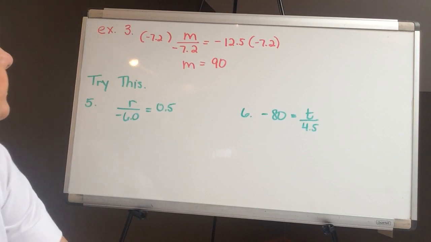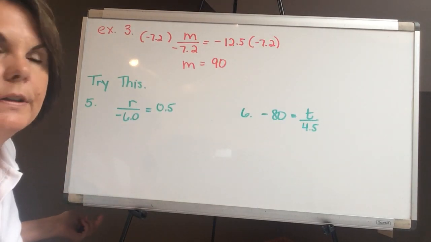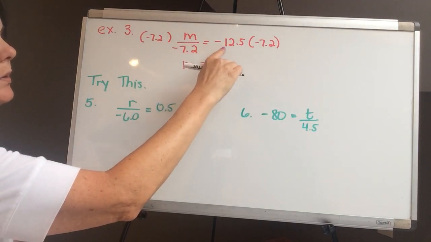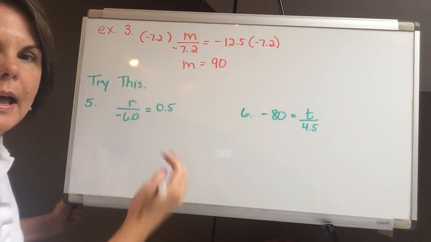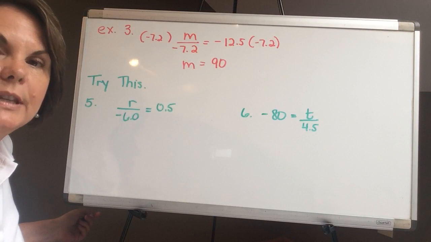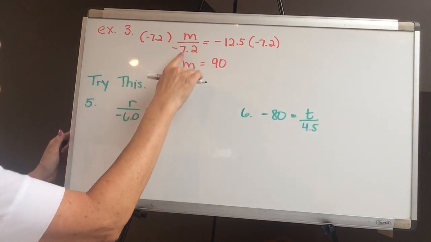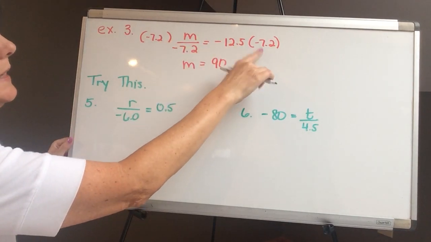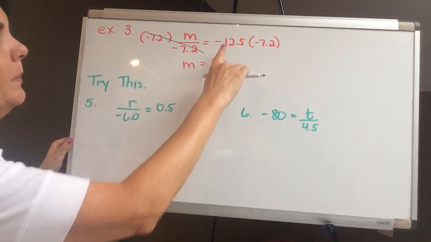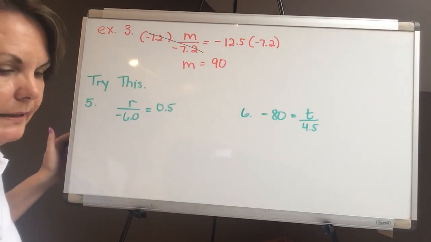Let's try a couple. Or first, let's take a look at example 3. Now I'm going to use division. So I have m divided by negative 7.2 equals a negative 12.5. So m is attached to a negative 7.2 through division. You use the inverse of multiplication to solve for both. So I need to multiply both sides by a negative 7.2, exactly what you see, and that cancels. Now remember, a negative times a negative is a positive, and this comes out to be 90.